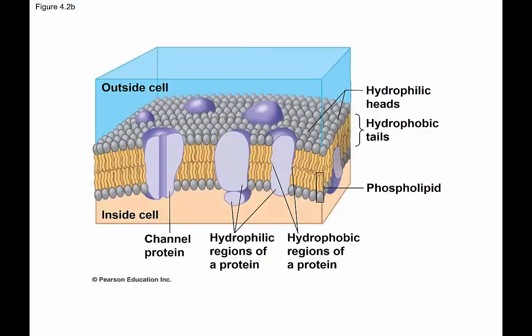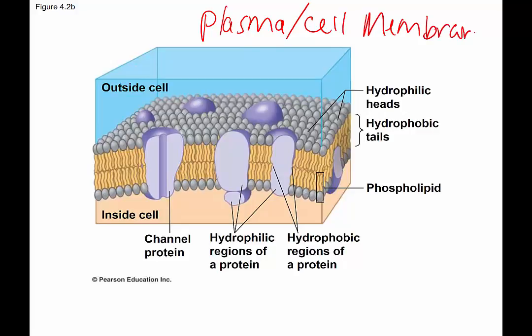Just to remind you what phospholipids are and what they make up, here we have the plasma membrane, also sometimes known as the cell membrane. This is what we talked about in the last lecture, actually. Here we have our phospholipids. They are the major component of the plasma membrane. We also have proteins as well, but here we're really focusing on the phospholipids.